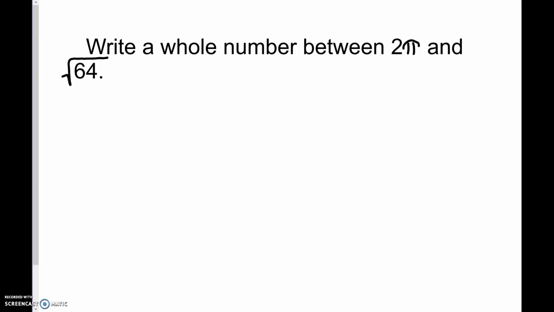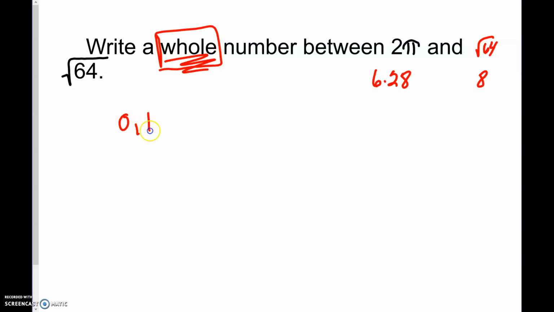All right, so these are the same kind of directions, but this time they're asking for a whole number. So that 2 pi we just had from the last screen was 6.28, and the square root of 64 was 8. So we need a whole number. Now remember, whole numbers are something like 0, 1, 2, 3, 4. So 6 is going to be too small. 9 is going to be too big. So what is a whole number between here? And the only answer is a 7.